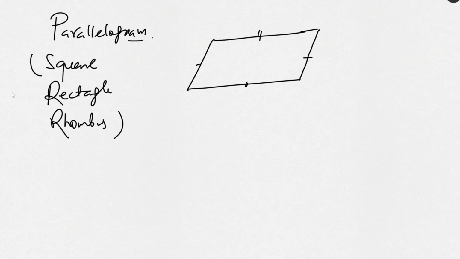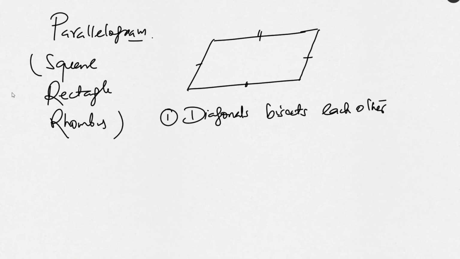The first important property that you can apply in coordinate geometry is that diagonals bisect each other in a parallelogram. So let's note down: diagonals bisect each other. The length will be divided into equal lengths. The second property is very obvious: pairs of opposite sides are equal.